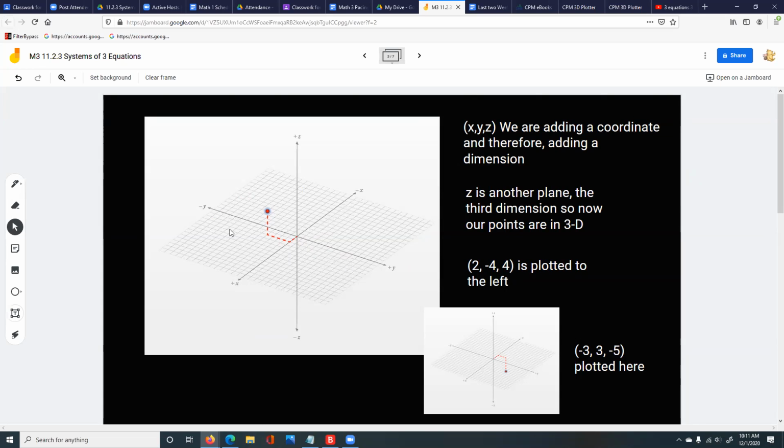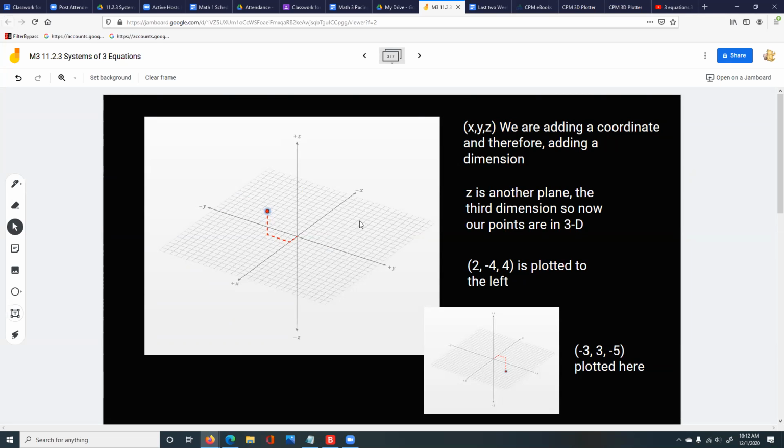And then here's the y-axis going from left to right. Okay, and negative y goes this way, positive y goes this way. And then the z-axis goes up, positive z, and then down underneath this plane would be negative z. So if I wanted to graph the point 2, negative 4, 4, I would go forward 2, I would go to the left 4, and up 4.